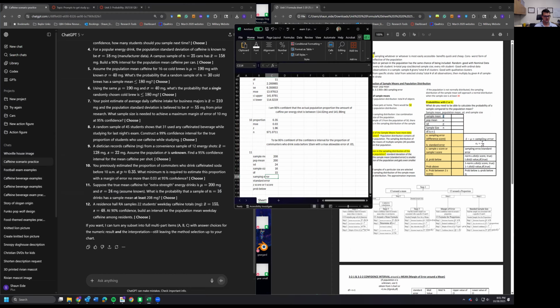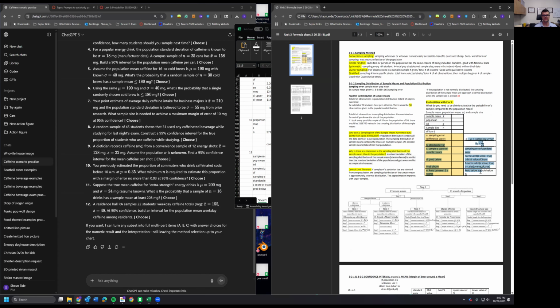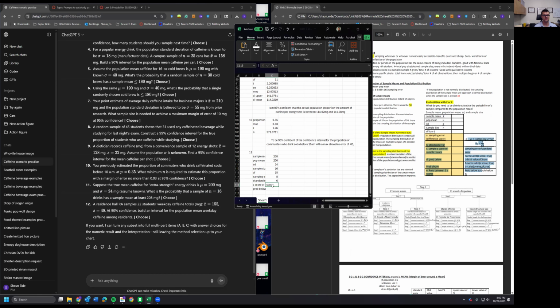So sampling error is going to equal sample mean minus population mean. And then standard error is going to equal standard deviation divided by the square root of the sample size, which is 16. Okay, and once again, it shows everything over here on the right-hand side of how to do it. Okay, and then what's the z-score? Well, in order to calculate the z-score, I do equals sampling error divided by standard error. Okay, and then what's the probability below this z-score? We're going to do equals norm.s.dist.